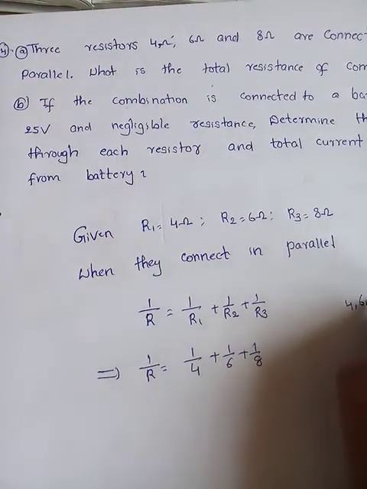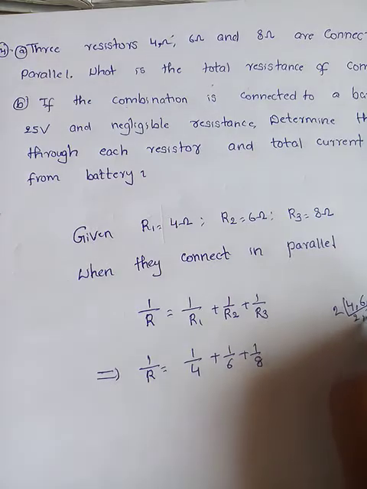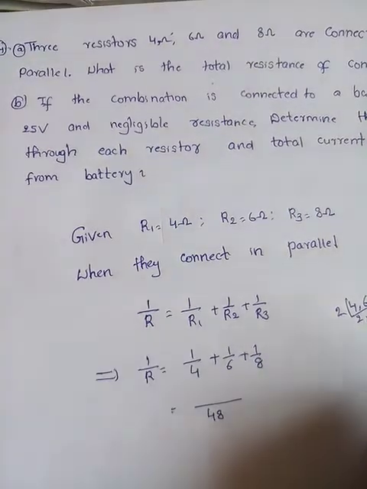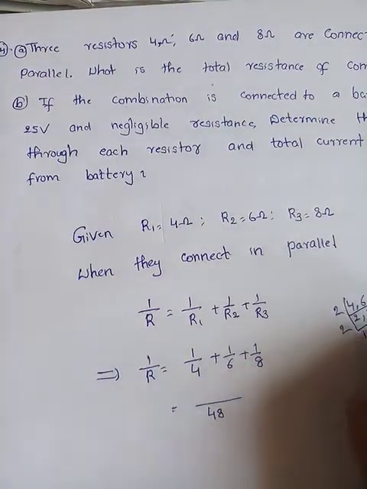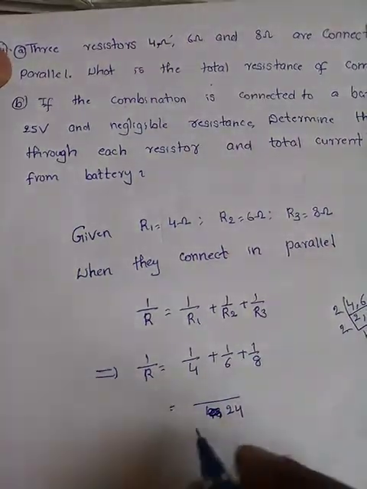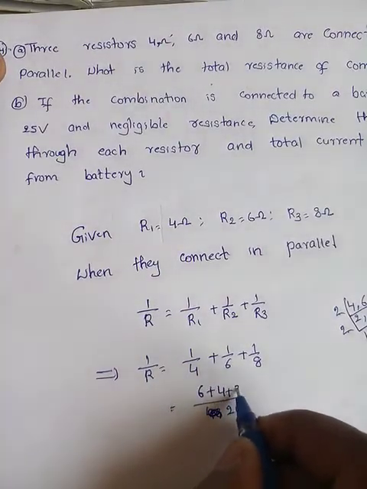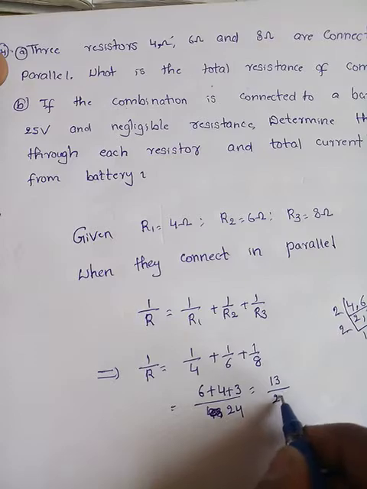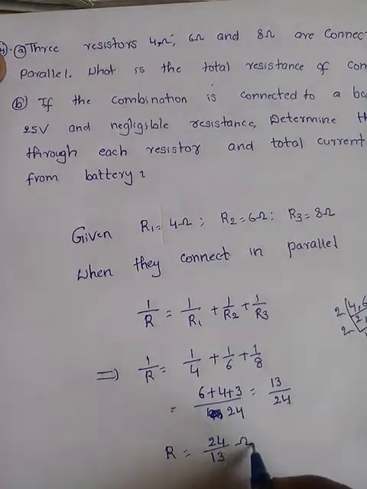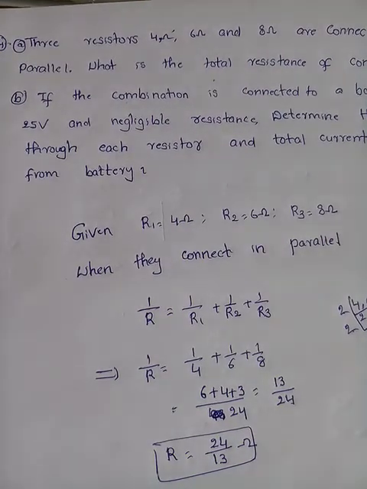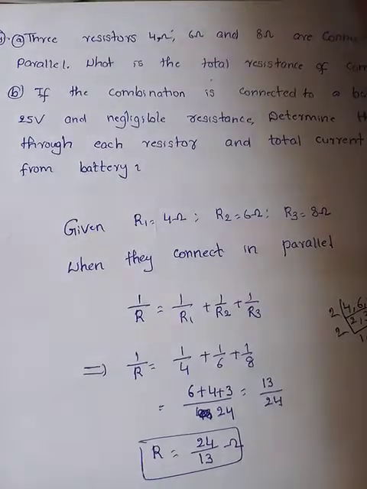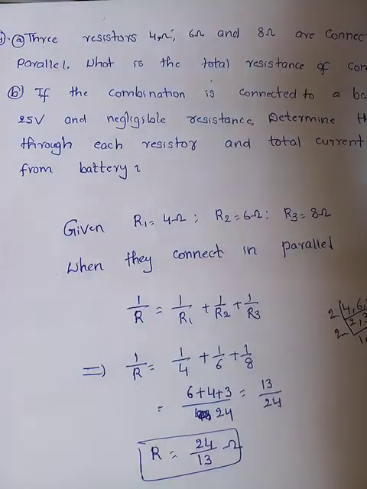So substitute the values: 1 by 4 plus 1 by 6 plus 1 by 8. You can take the LCM of these 3 resistors. 2 fours are 8, 12, 48, so the LCM is 48. Or you can take one more, 2, 1, 3, 2: 2 fours, 4 threes are 12. You can take 24 as the LCM. So here 6 plus 4 plus 3, that is 13 by 24. So we have to reverse it. The effective resistance of these 3 resistors is 24 by 13 ohms.